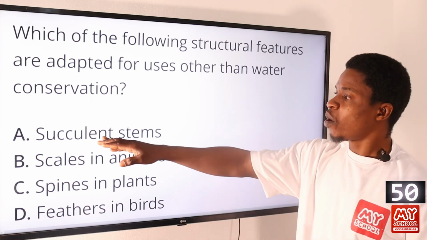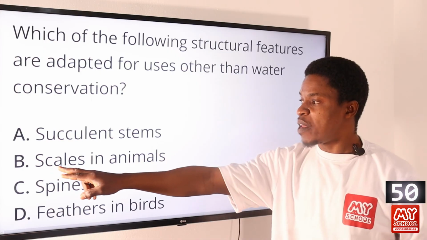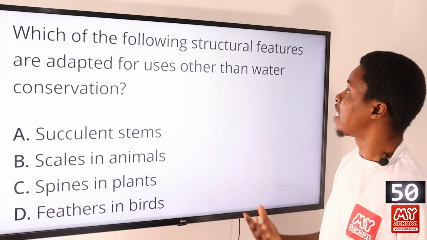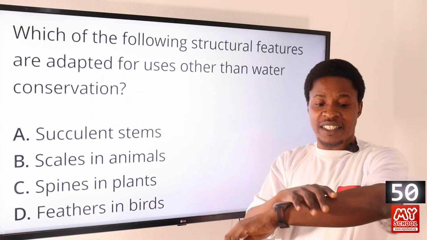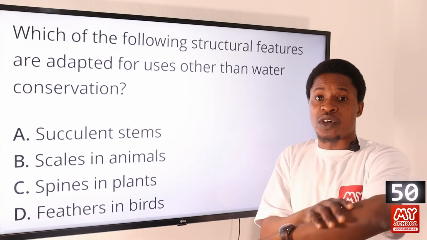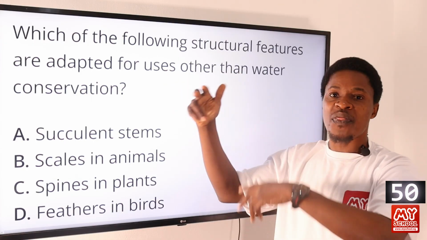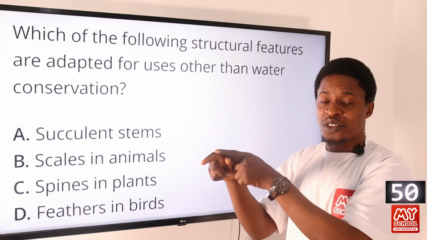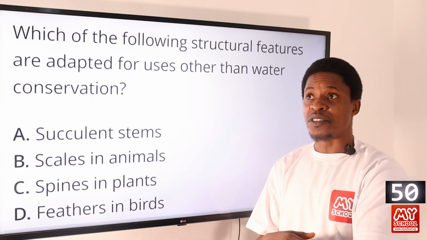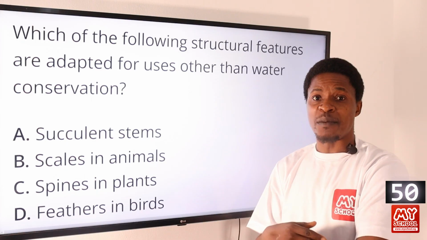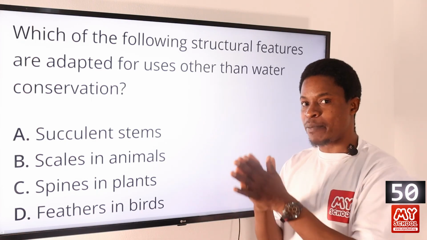Of course, succulent stems, I would choose that. This should be the correct answer, because for option B, scales in animals, yes, scales can help keep the animal's skin from losing water. But they say uses other than water conservation. What other ones? It can also help so that prey might not be able to feast on their skin easily, but that is just about two functions.